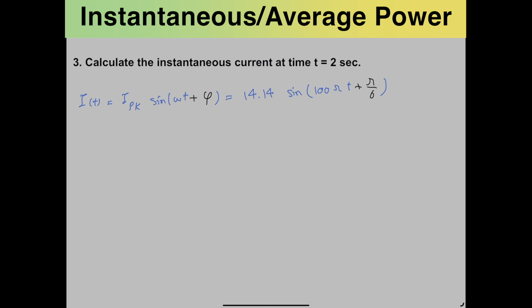So the third part of the question is asking, calculate the instantaneous current at time t equals 2 seconds. So the instantaneous current is something that we already have found in the previous part of the question. If you want to calculate its value at a certain point of time, we just need to equate t inside the argument with certain values. In this case, t is going to be 2 seconds, which means that it then would become 14.14 sine of 100 pi times 2 plus pi over 6.